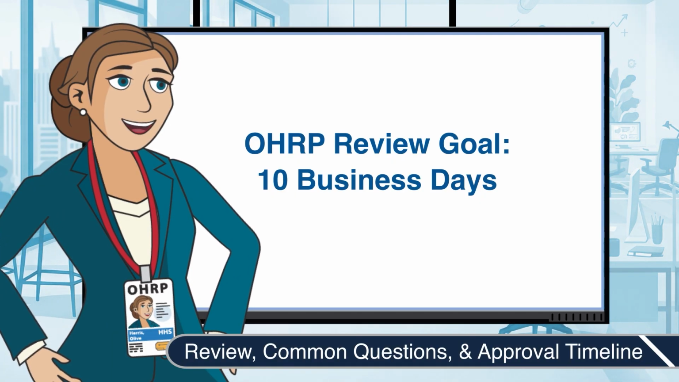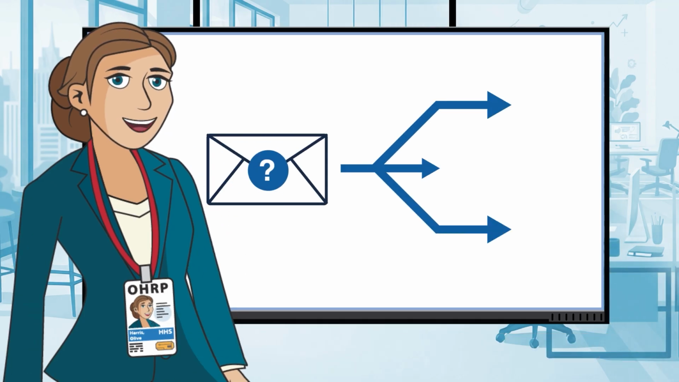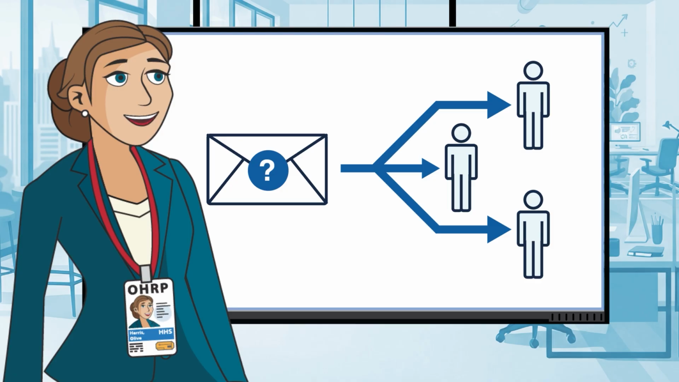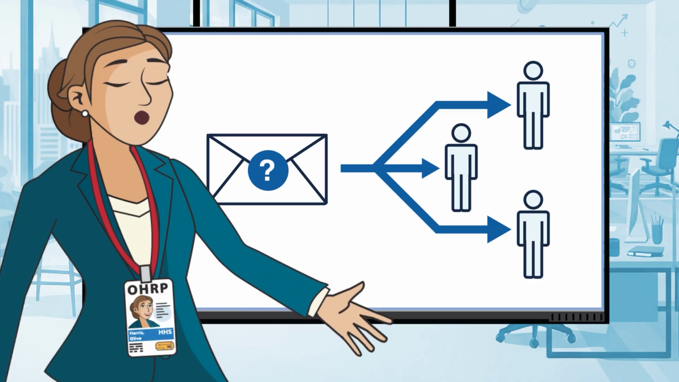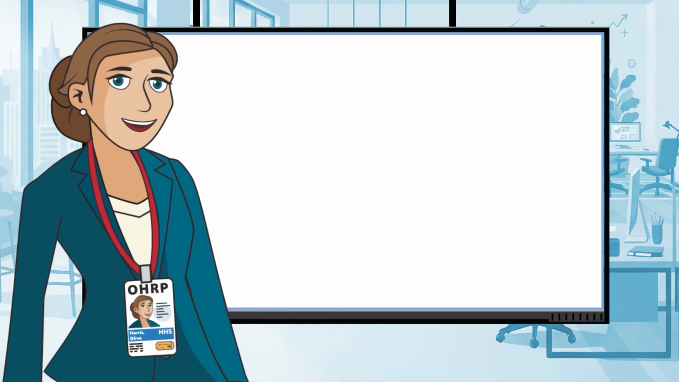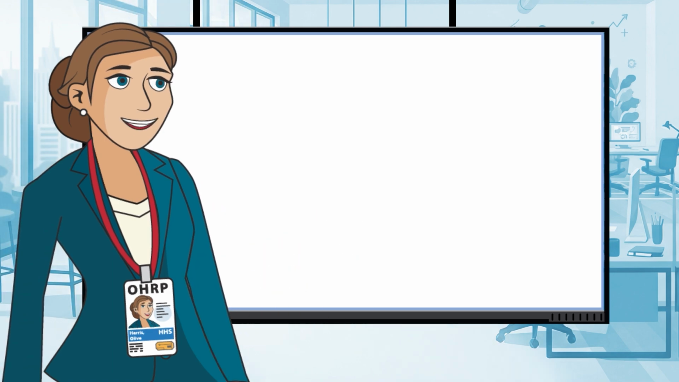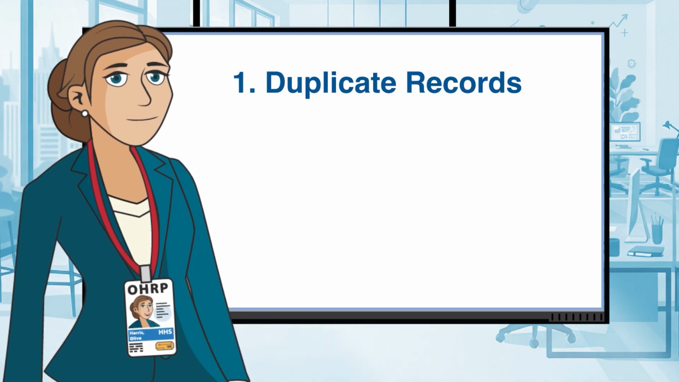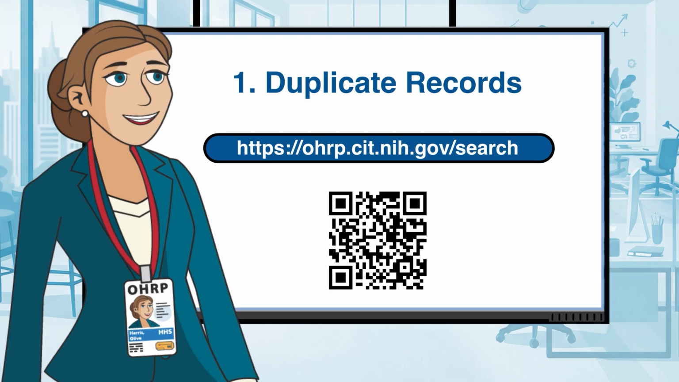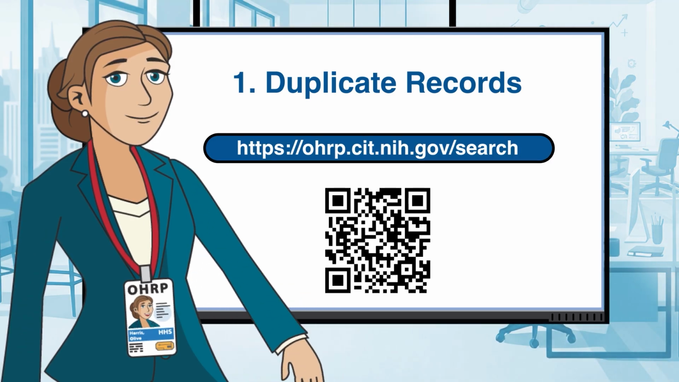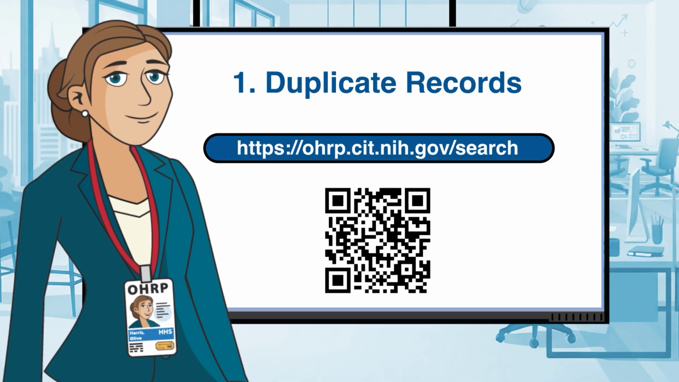If we do have questions, an OHRP reviewer will typically reach out by email to the submitter, the HPA, and the SO. We might ask for more information or require a revision. To help things go smoothly, let's go over a few common issues we see. First, duplicate records. Sometimes an institution will submit a new application when they actually have an existing FWA they need to renew.